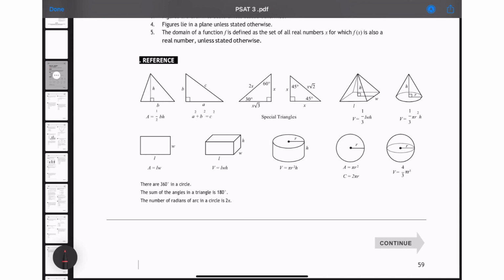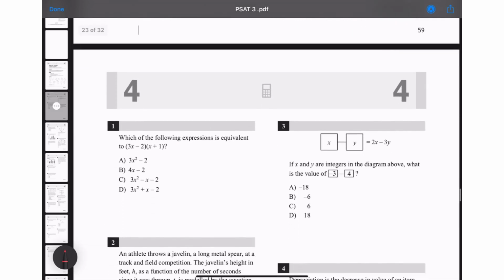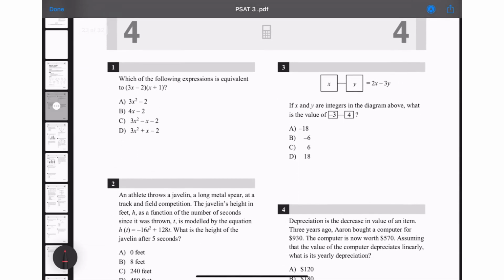If there is any question related to special right triangles, then area of triangle, rectangle, volume of a cuboid, cylinder, then area of circle, volume of sphere, then pyramid volume and cone volume. So we will refer to this information if we require any. Let us start with question number 1.